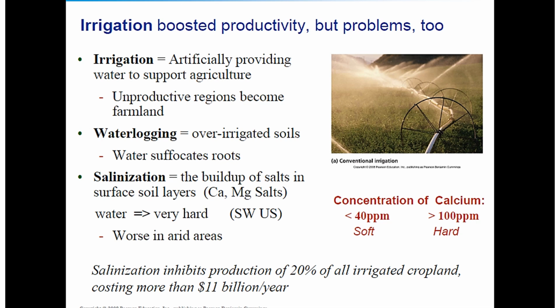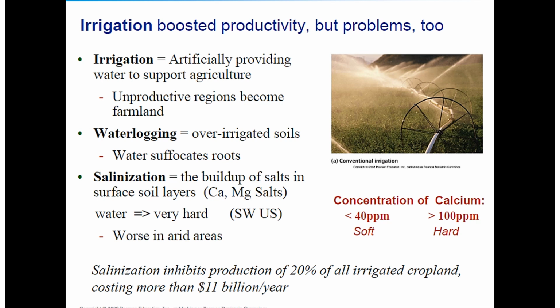When there is irrigation, there is a build-up of salts in the surface soil layer. This is caused by dissolved salts in water. So, a little review, we have the concentration of calcium.